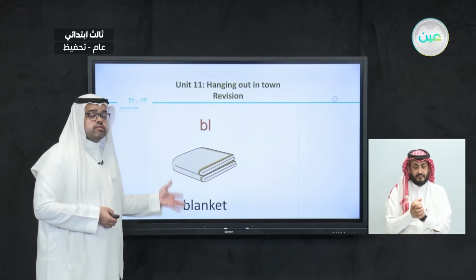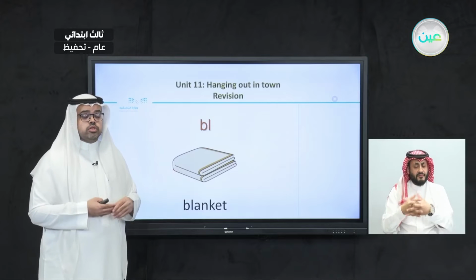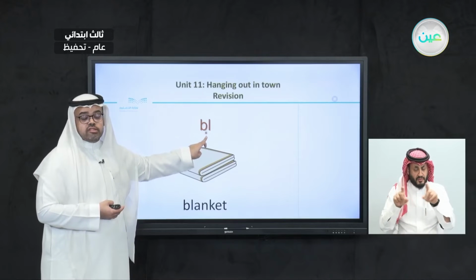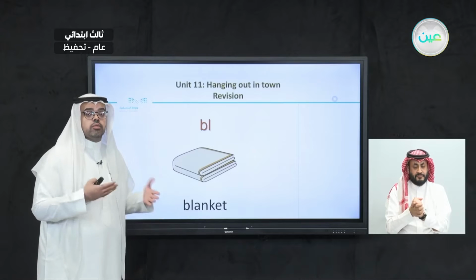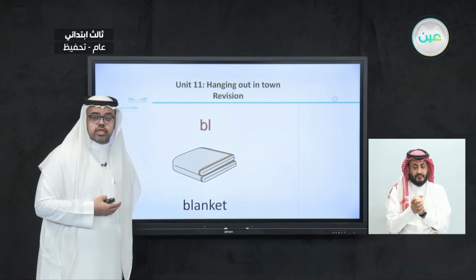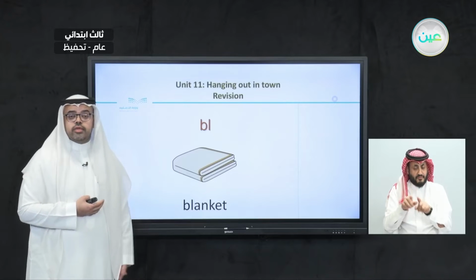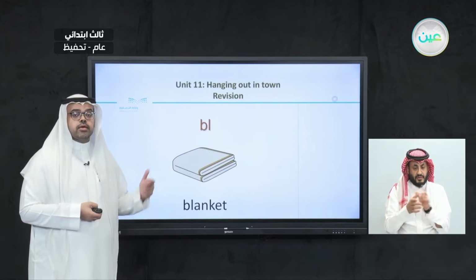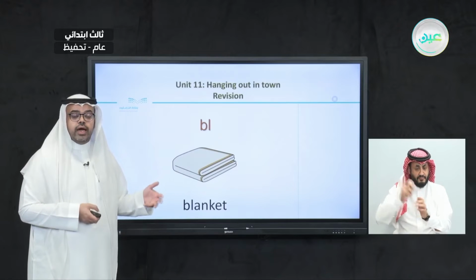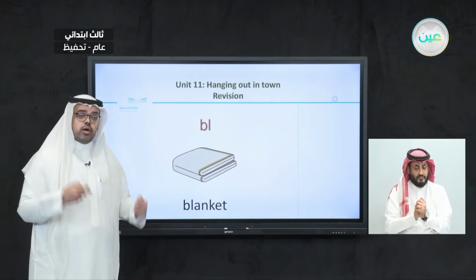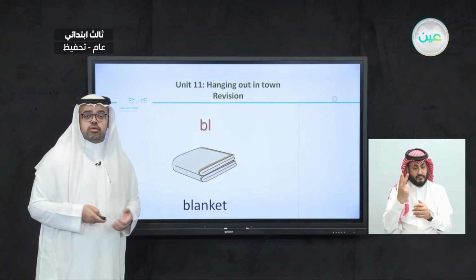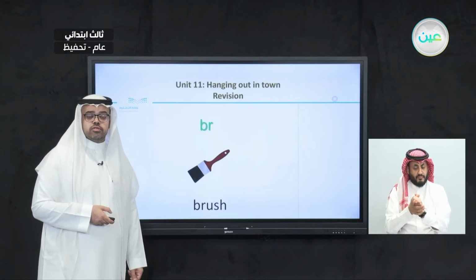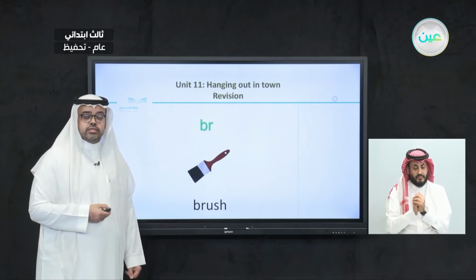So all of these are blends, and what we mean by blend is the sound of two letters that blend with the other letters. Like, for example, block, black, blue, and blanket. Now let's get to know the second blend we have. The second blend we have consists of B and R.